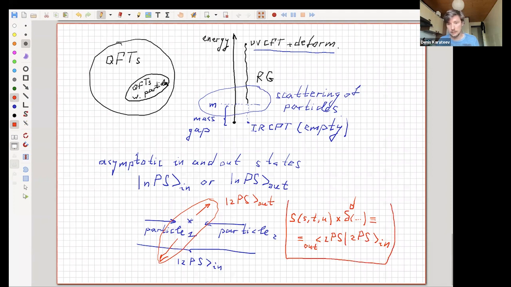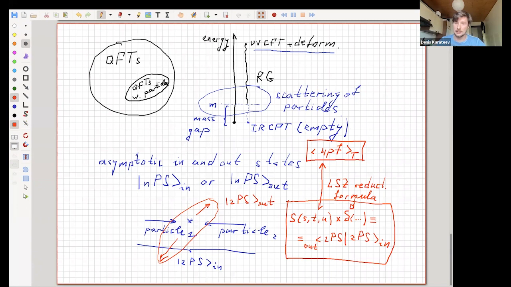The LSZ formula provides the connection between the scattering amplitude and the four-point function, time-ordered four-point function. The LSZ reduction formula. And I still would like to read the original LSZ paper, but it's in German. It's crazy. And there's no official translation as far as I know. Anyway, it's a side comment.